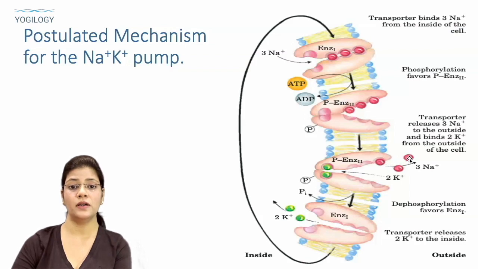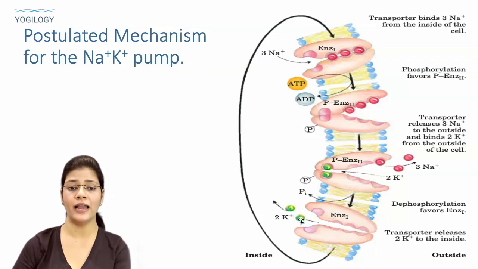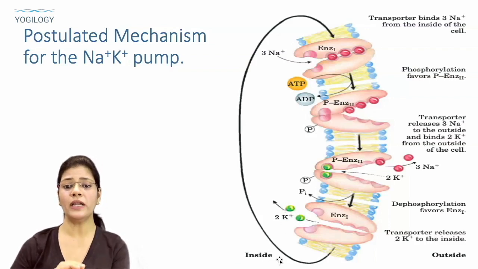Then, the binding of potassium ion on the extracellular surface and subsequent dephosphorylation of the pump returns the protein to its original conformation, which transfers the potassium ion across the membrane and releases it into the cytosol. Now, sodium dependent phosphorylation and potassium dependent dephosphorylation of the protein causes the conformational transitions to occur in an orderly manner.